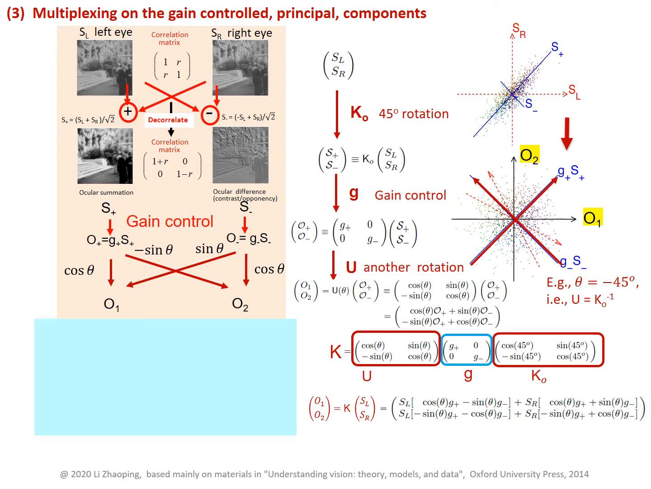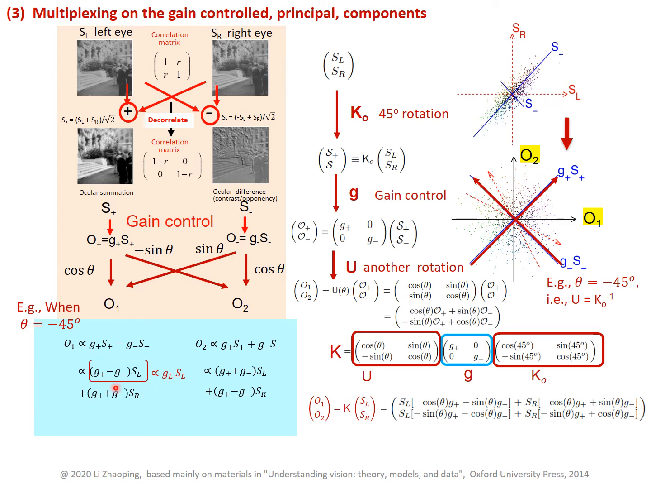Let's work out the O1 and O2 in an example when the rotation angle is this special case of minus 45 degrees. You plug in these sine and cosine values for this angle, you get this result for O1 and that result for O2. And since S plus is the summation of the left and right eye input and S minus is the difference, you plug it in and you find that this is the outcome. And similarly for O2, you get this outcome.